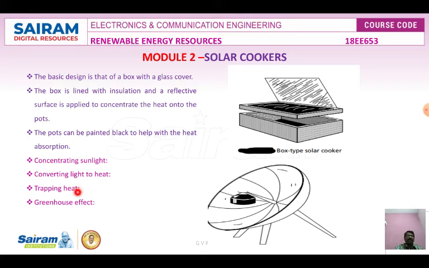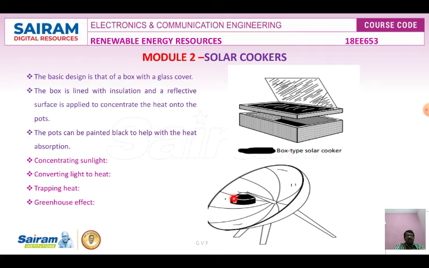The greenhouse effect is also given. The glass transmits the visible light but blocks the infrared thermal radiation from escaping. So this amplifies the heat trapping effect. And sometimes aluminum foil is also used along with the glass material for an effective solar cooking device.